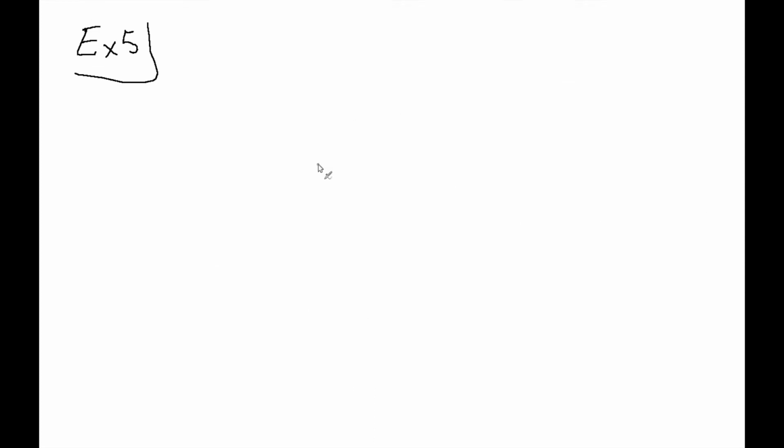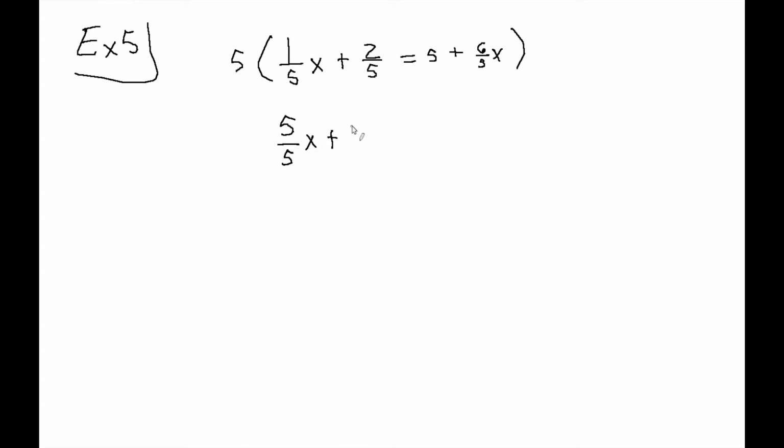Number 5, let's do a little more complicated one. 1/5 x plus 2/5 equals 5 plus 6/5 x, all being multiplied by 5. So let's distribute the 5 first. So 5 times the 1/5, you can just say 5 over 5 times the x. Plus 5 times the 2/5, well, let's write it as 2 times 5 over 5. The top 5 and the bottom 5, that would just equal 1, so you're left with 2. And 5 times 5 is 25.